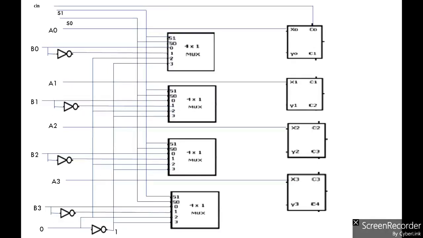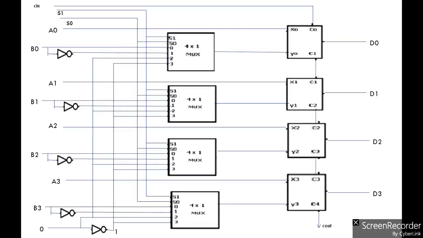Now apply carry Cin to the first full adder input C0. So this is our input carry. Connect the output lines of all the multiplexers to the Y0, Y1, Y2 and Y3 inputs of the full adders. Then we will get the output data D0, D1, D2 and D3 from each and every full adder as well as carry Cout in the output.